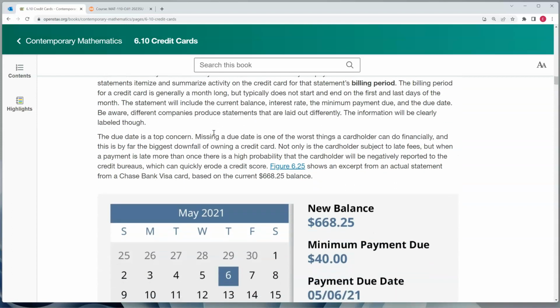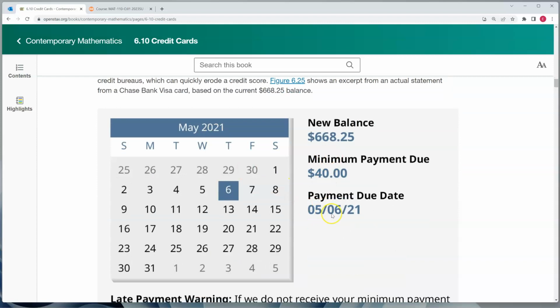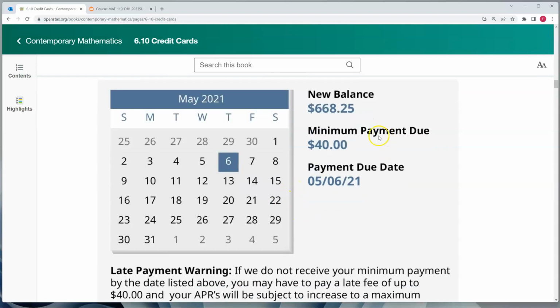Let's look at an example of a credit card statement. Here in this figure, when you get a credit card statement, it sort of looks like this. This is just boilerplate from the book. Every credit card company has their own branded type credit card.